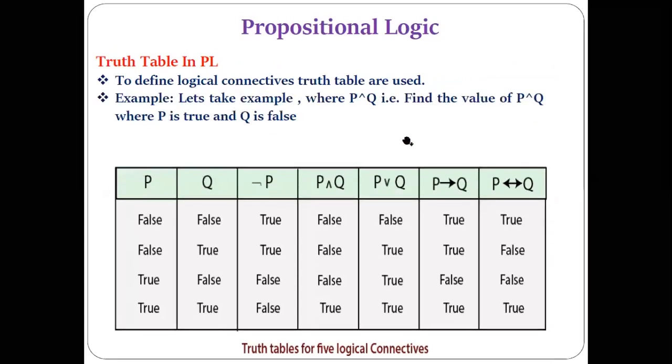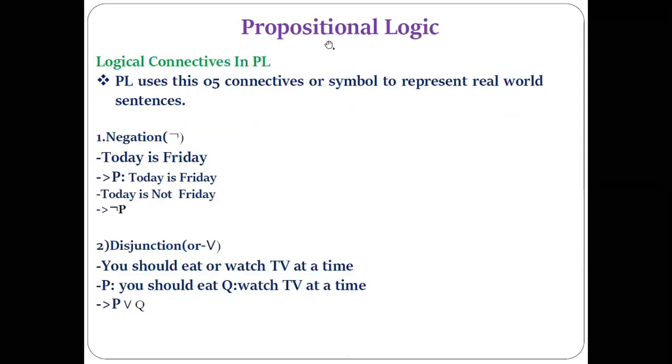Now suppose you want to see the use of this particular truth table. For example, if P and Q are given and we want to find the value of P and Q, where P is true and Q is false, then what is the value of P and Q? You can easily find it from that particular truth table. You must be getting all these things. Now let's see some examples related to the connectives.